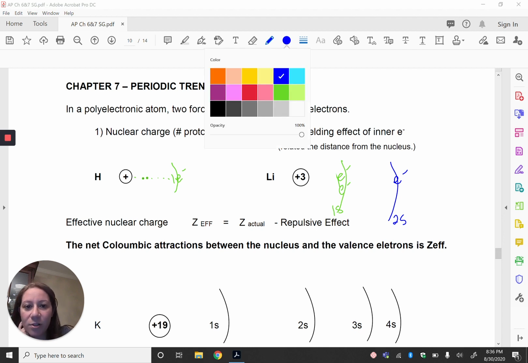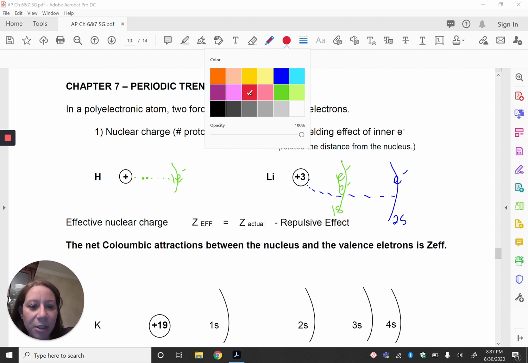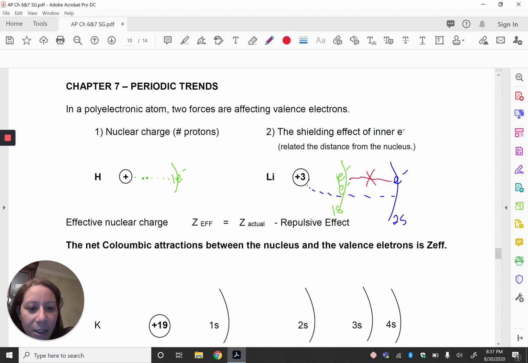So you have the force of attraction between that electron and the nucleus, positive versus negative. And then you also have something called shielding. So there is a repulsion between those electrons.